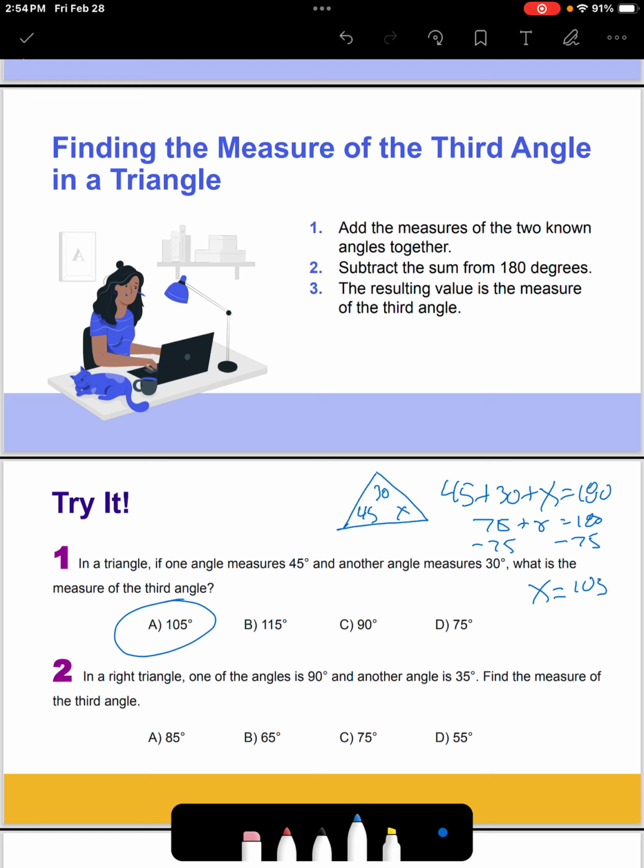In a right triangle, if one angle is 90 and the other is 35, what's the third angle? So this time one angle is 90, there's 35, and we have x. We know one's 90, so we could go 90 plus x plus 35 equals 180. So 180 minus 90 minus 35, that would be 55.